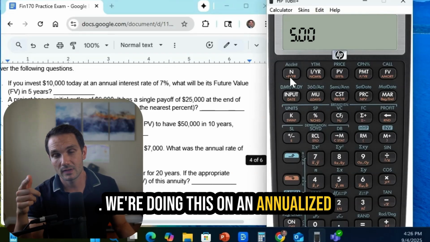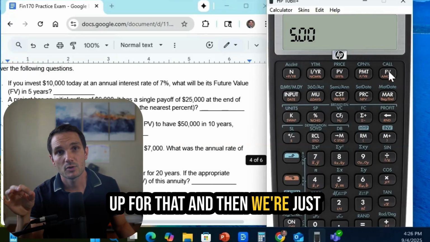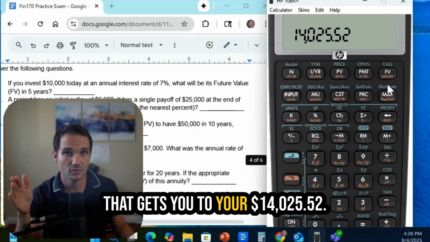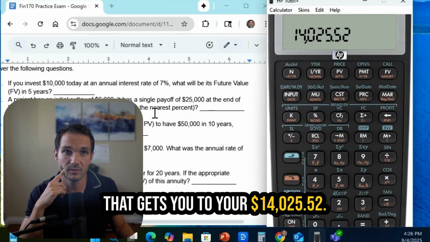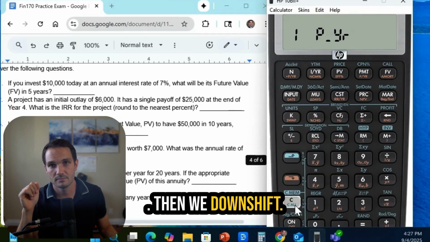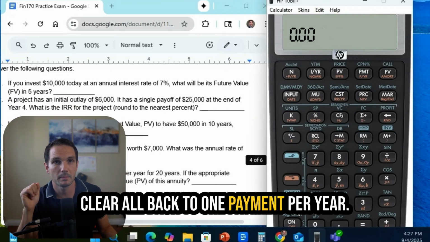We're doing this on an annualized basis, so the calculator's set up for that. Then we're just going to press future value. And that gets you to your $14,025.52. Then we downshift, clear all, back to one payment per year.